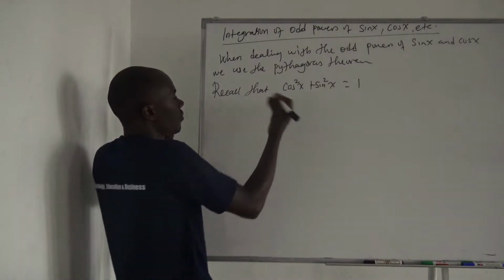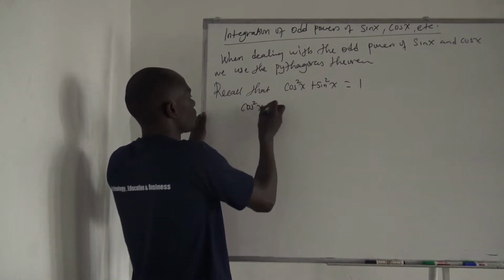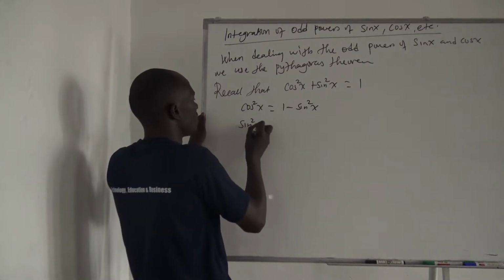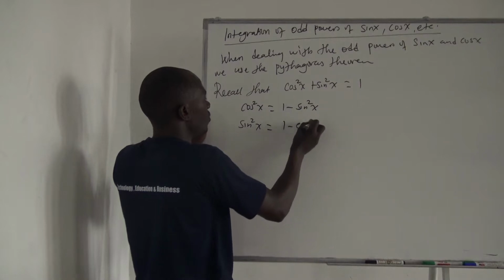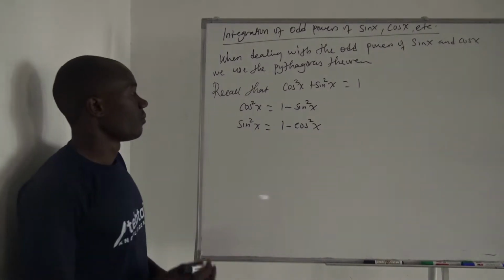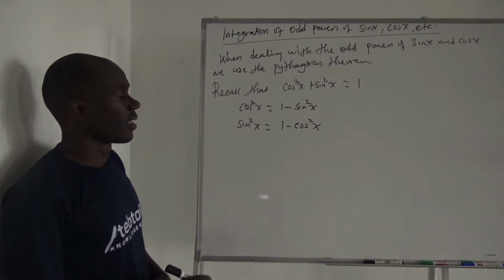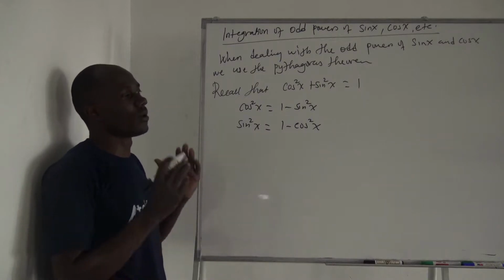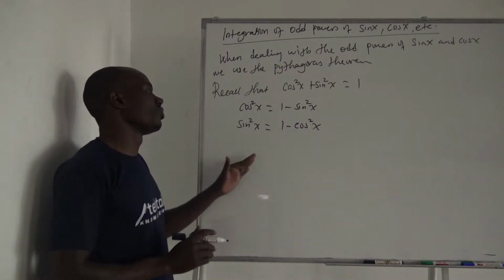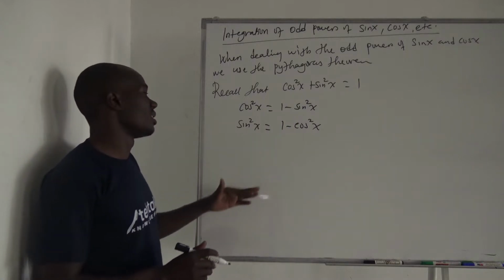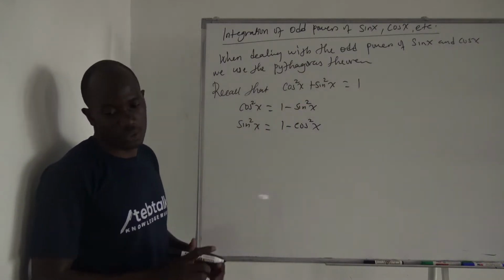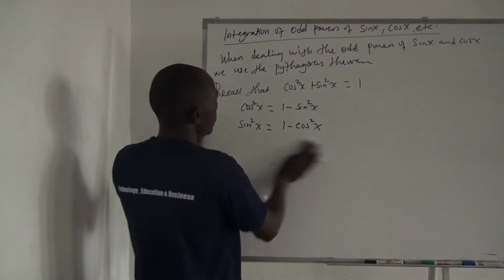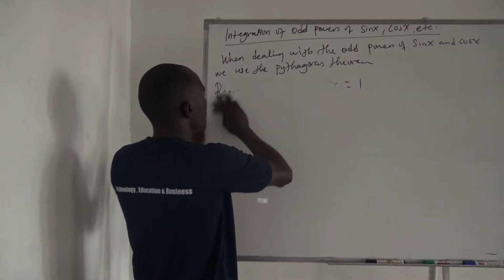If you want cos squared, what is cos squared x? Cos squared is the same as 1 minus sine squared x. What about sine squared x? It is the same as 1 minus cos squared x, as derived in trigonometry. So when we are dealing with the odd powers of sine and cos, we make use of cos squared x and sine squared x from that first identity, as we are going to see how we proceed with them.